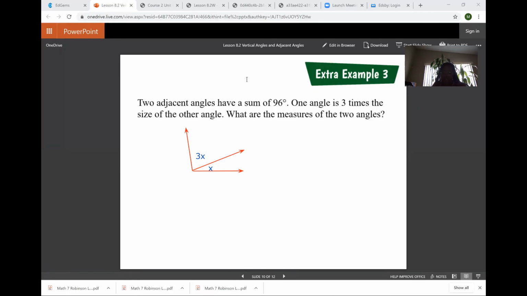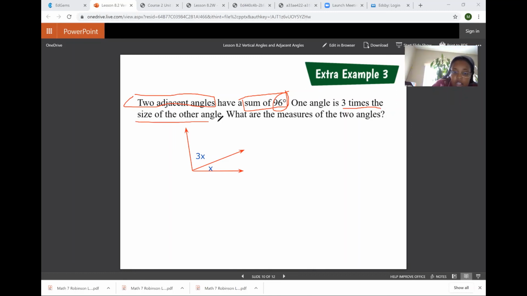Okay? And why didn't y'all stop me? I'm not marking the text. 2 adjacent angles. Ooh, that was bad. 2 adjacent angles have a sum of 96, and I need to circle the 96. That's important. One angle is 3 times the size of the other angle. That's important. And underline what's the measure of the two angles.